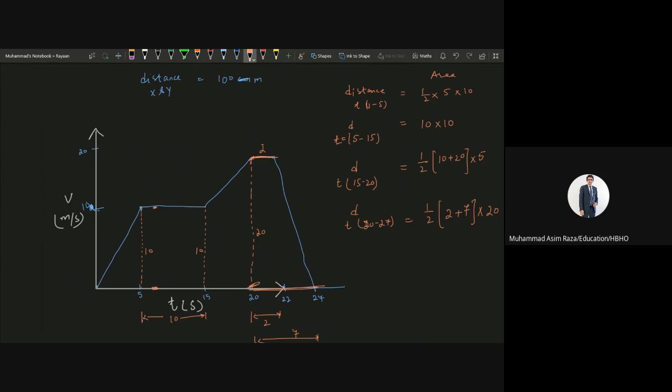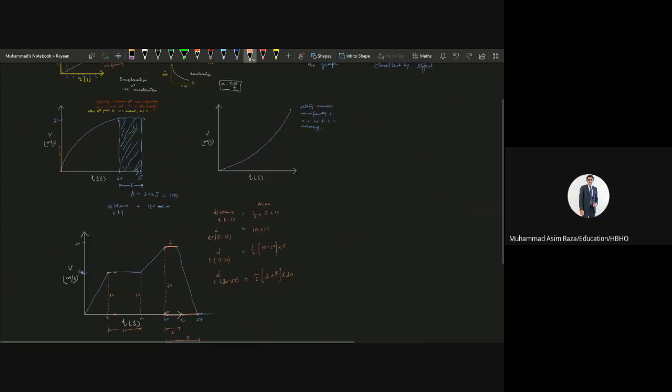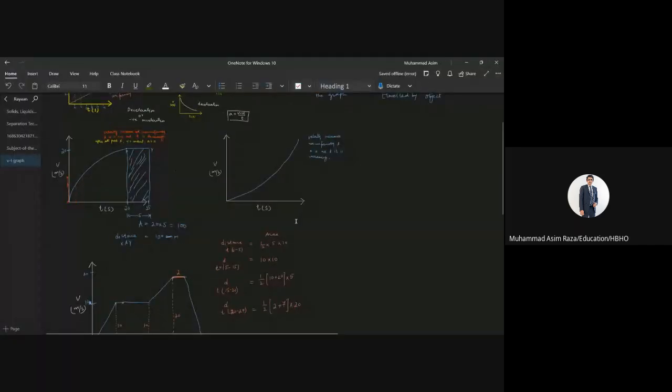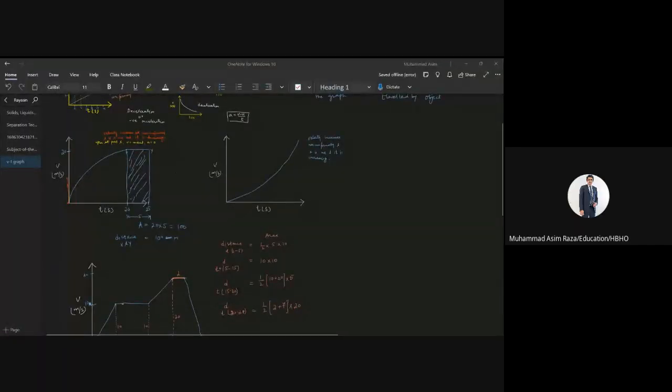And if you would say that what is the total distance traveled by the object, we will sum all of these distances. Yes, sir. Is it understood or not? Yes, sir. Okay, we will continue doing this. Obviously, the idea will get more clear when we will do some past papers or two questions like that of past paper.